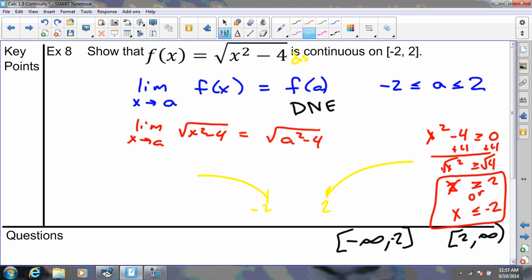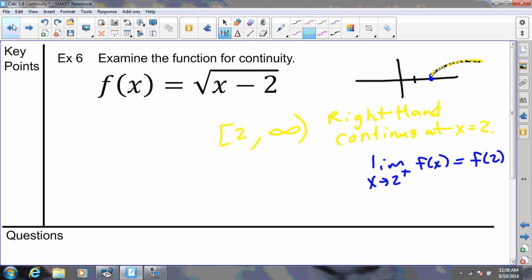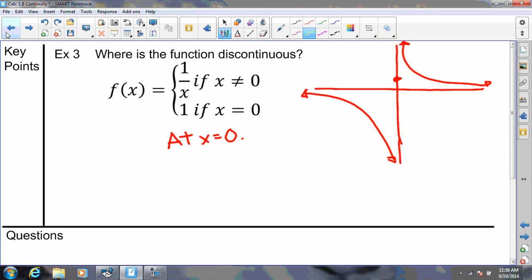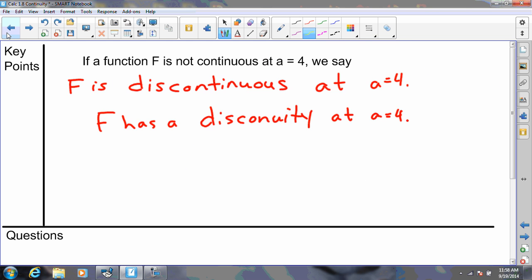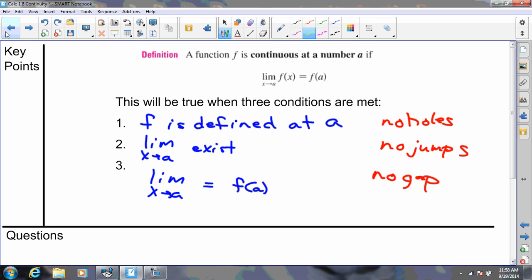If we were asked for continuity, we would just have to go through some algebra and show that the limit equals the function value, but please verify the function value actually makes sense. Verify the function value exists. Verify the limit exists, and verify that they actually match up.